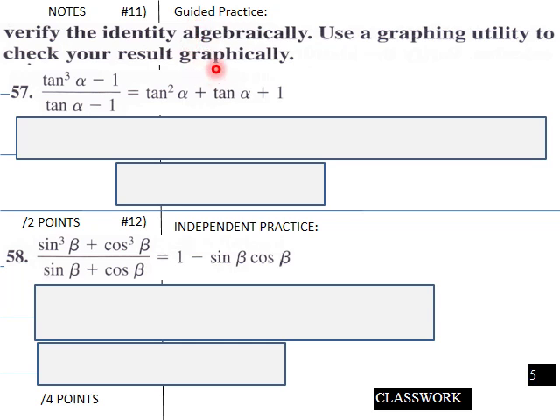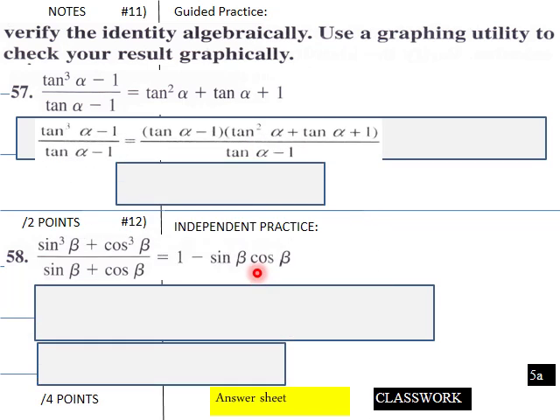Let's try one now. Let's go into our guided practice, and we're going to use a graphing calculator to check our result graphically. We've got tan cubed alpha minus 1 over tan alpha minus 1, which is the same thing as tan squared alpha plus tan alpha plus 1. We'll worry about this one later. Let's do the one up here now.